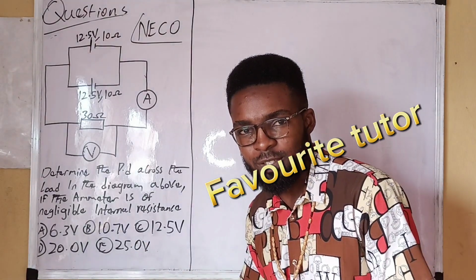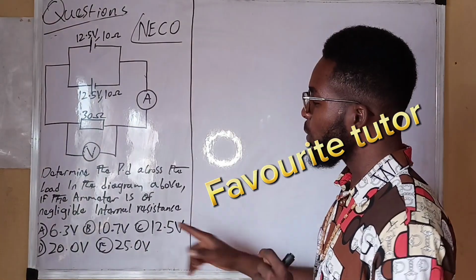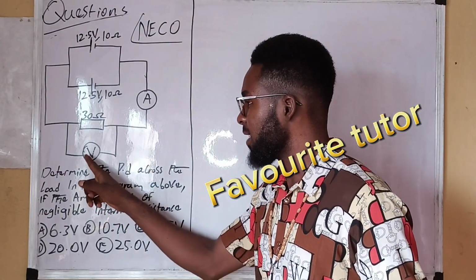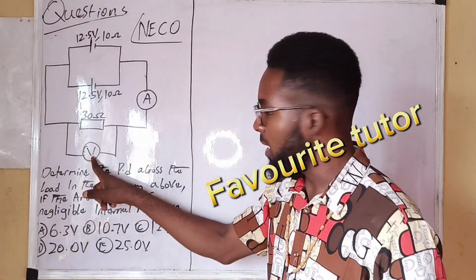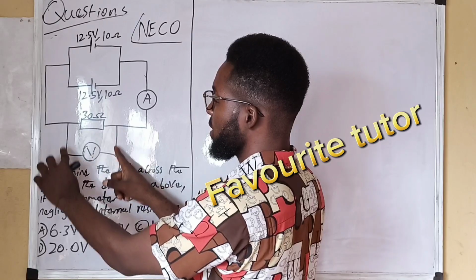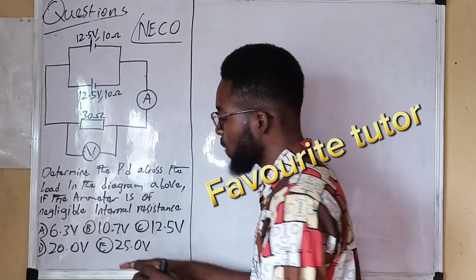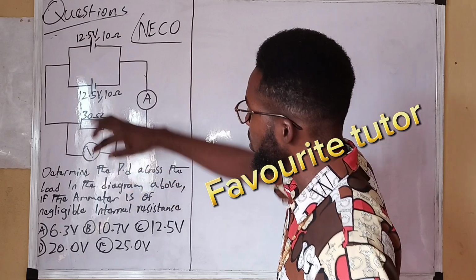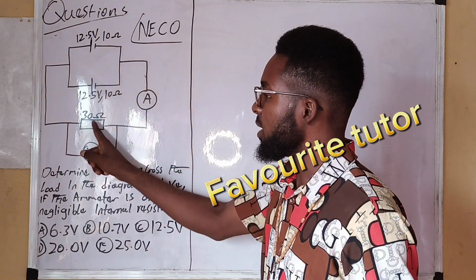It's an objective question. Okay, we are looking for what? Potential difference right here. Now, this is the voltmeter. The voltmeter measures the amount of potential difference across two points in a circuit. So we are looking for the potential difference across the load. This is the load, the resistance.